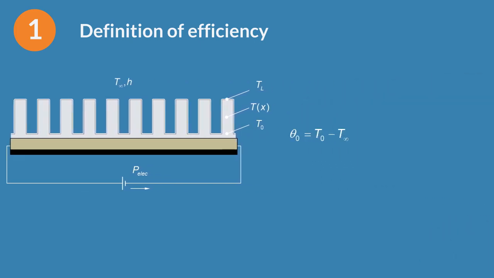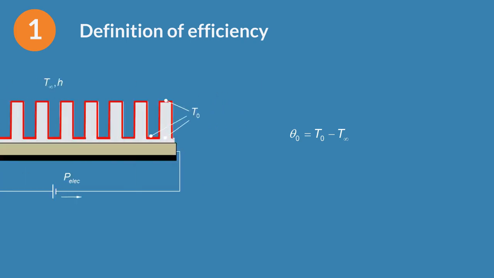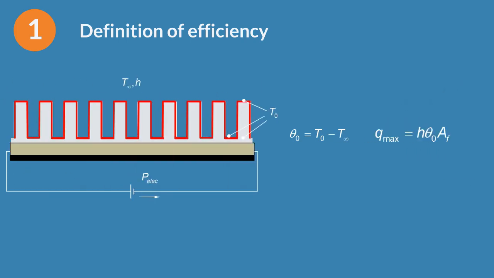The maximum driving force for convection is the temperature difference between the base at x equal to 0 and the fluid. Notice that the temperature of the base of the fin, T0, is the same as the prime surface in contact with the fluid. Hence, the maximum rate at which a fin could dissipate energy is the rate that would exist if the entire fin surface were at the base temperature.